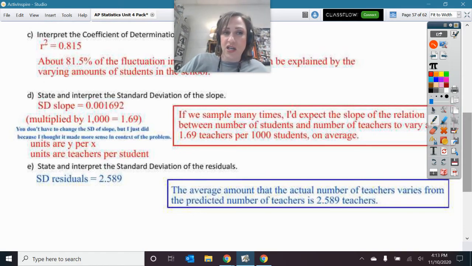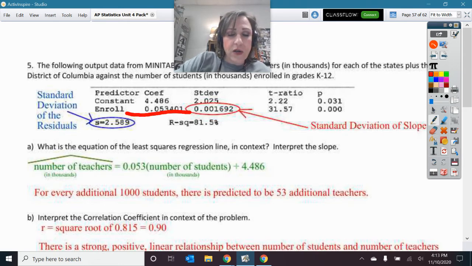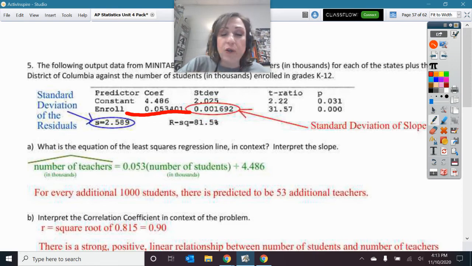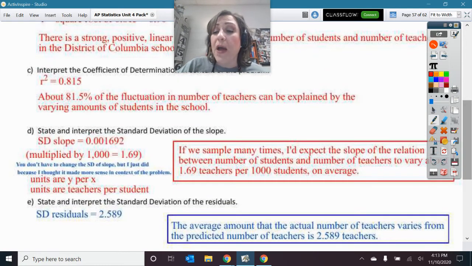So our standard deviation of the slope is first. That standard deviation of the slope is right here in red on that slope line, okay? So that's saying that if you sample many times, I'd expect the slope you find to vary about that much on average. If you sample many times, I'd expect the slope of the relation between number of students and number of teachers to vary about.